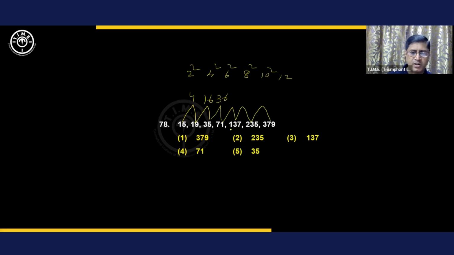Just observe, what is the incorrect answer here? 137. Right choice, option number 3. Okay, 137. Here what will you get? 135. The correct answer is 135. What is the value here? 64. 64 plus 71, that is 135. Okay, now look at the next example.